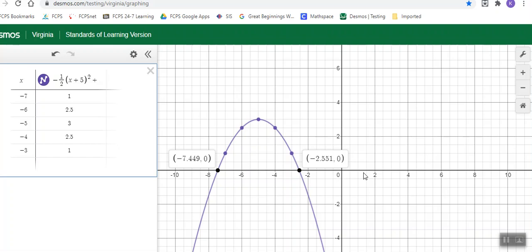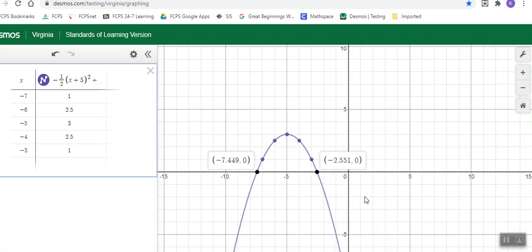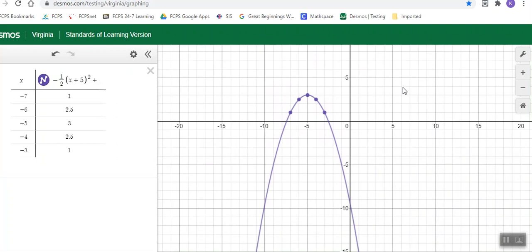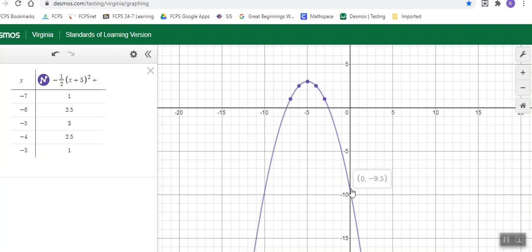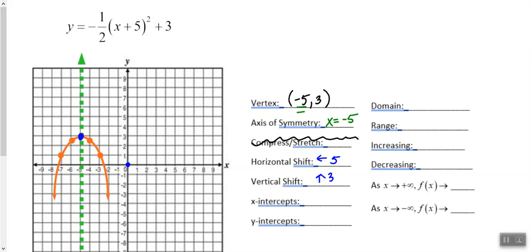And then my y-intercept, I'm going to have to zoom out to see it. So zoom, zoom, zoom, and then you can click and drag and move this graph. Where it crosses the y-axis is at (0, -9.5). All right, so now that I have those, I'm going to go back to my notes. So again, my x-intercepts, they were at, and I rounded, so (-7.5, 0) and (-2.6, 0). My y-intercept was (0, -9.5).